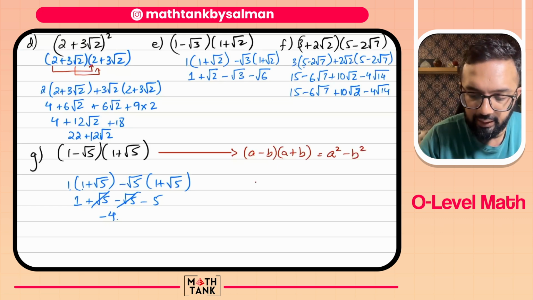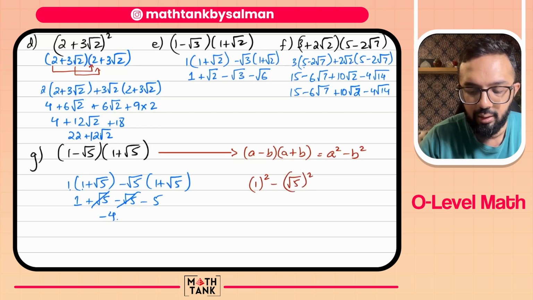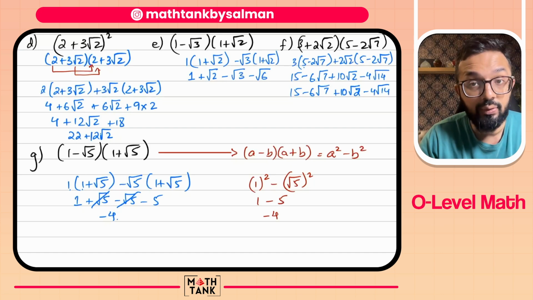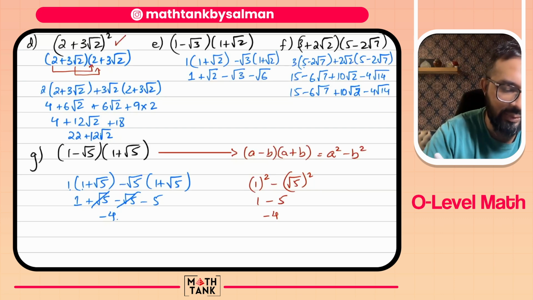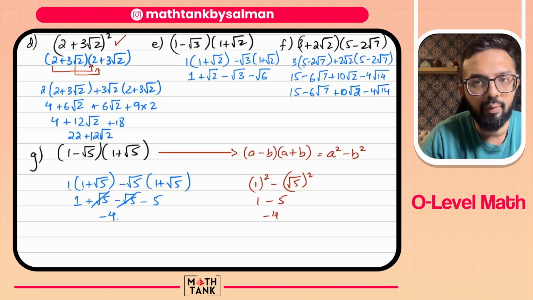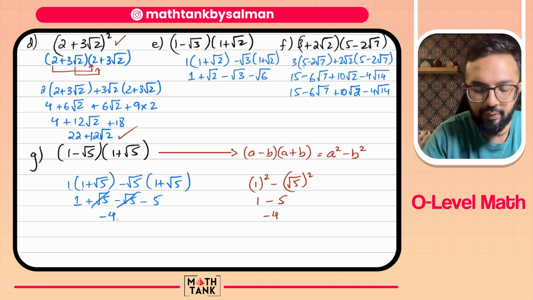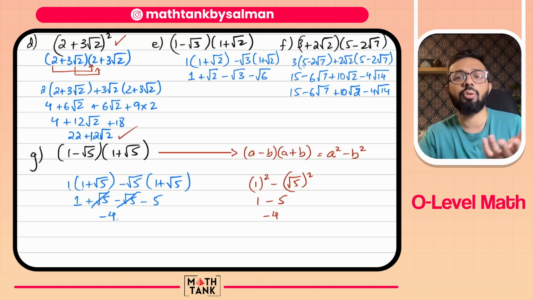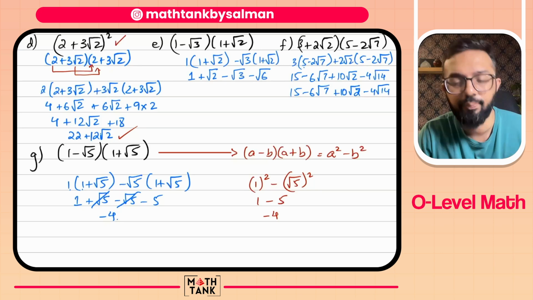Can I just simply say that this should have been 1 squared minus root 5 squared? So 1 minus 5 gives me minus 4. Okay, still the same answer, a different way of looking at it. Similarly, I could have done this question in a different way as well. I could have just done a squared plus 2ab plus b squared, and that would have given me the same answer. But since I wanted to teach you multiplication, I didn't do that earlier.